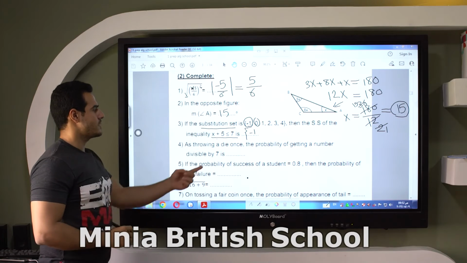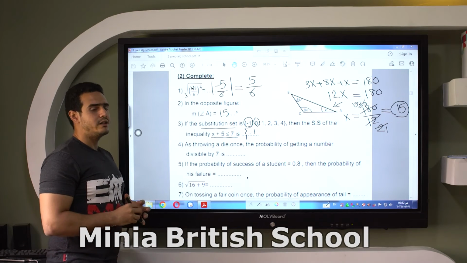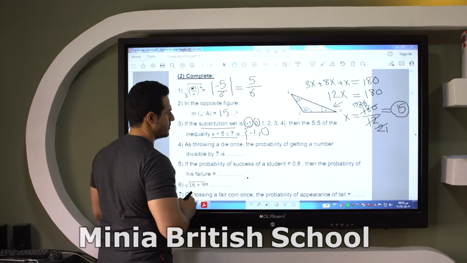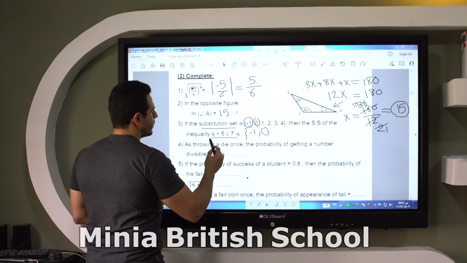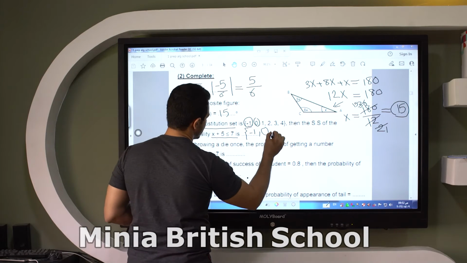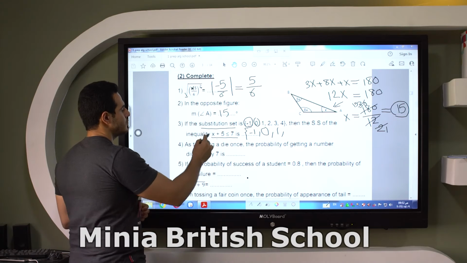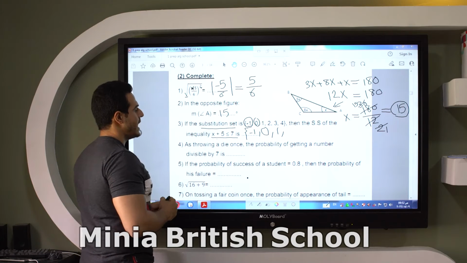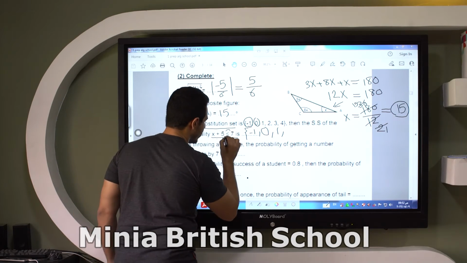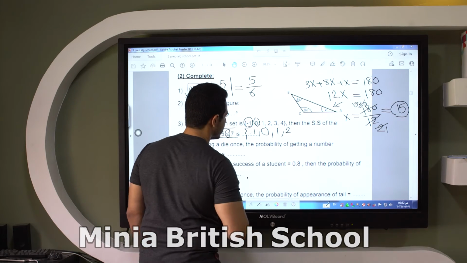Okay? Now let's try 0. 0 plus 5 equals 5, and 5 is still less than 7. So 0 is the second number. 1: 5 plus 1 equals 6, and 6 is smaller than 7. So 1. 2: 2 plus 5 equals 7, and 7 is equal to 7, and we have smaller than or equal. So I will take 2 in our solution set.